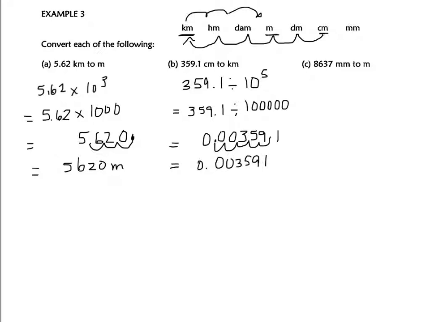0.003591 kilometers. Now, if you're putting that in on your calculator, you will probably get something that comes back as 3.591 times 10 to the negative 3. If you took 359.1 divided by 100,000, your calculator will probably come back with something that looks like this, 3.591, with a little space and 10 to the -3.